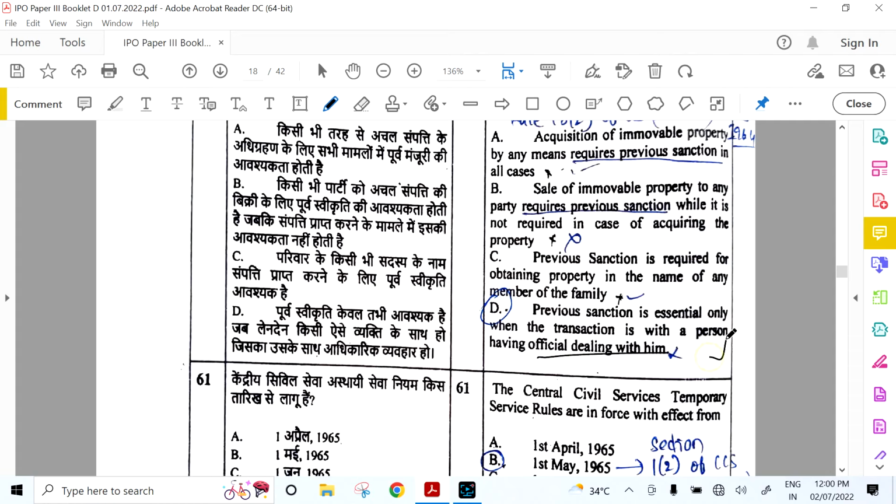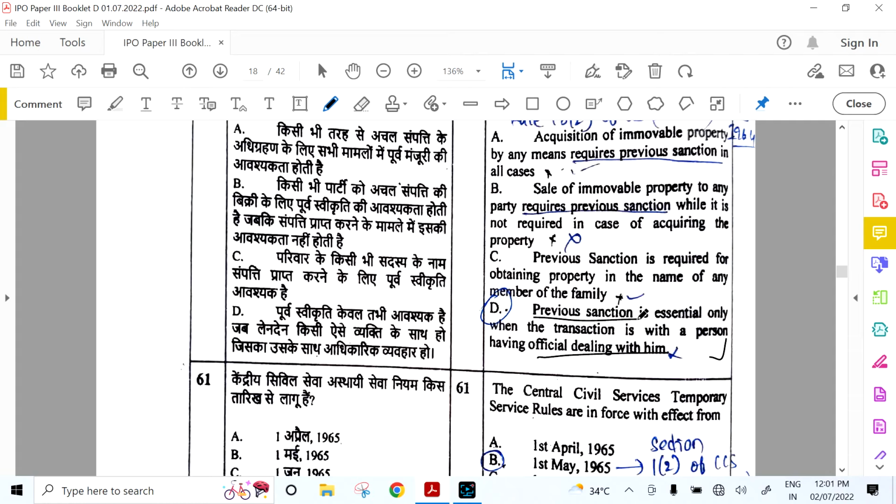This is correct. Previous sanction, you should understand 2 points. Previous sanction and intimation. These are two different words. Previous sanction means you have to apply first, then the government should say yes, then only you should go forward. That is called previous sanction. Mere intimation means you will purchase a property, then you will just intimate on completion of the transaction. That is called mere intimation.